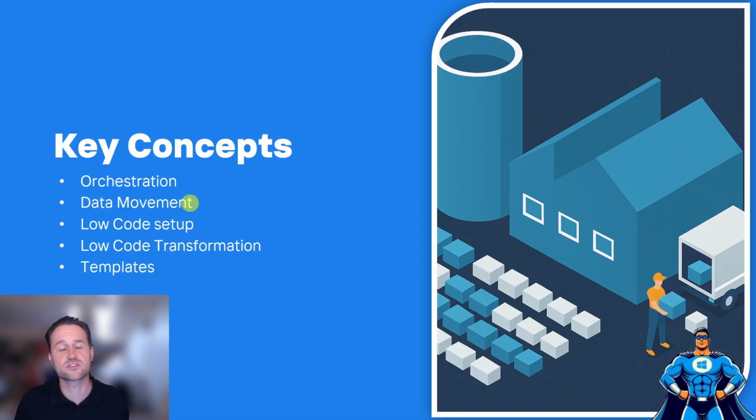And some of those things could be data movement. Obviously, it's called Data Factory, so a lot of it revolves around data. It doesn't have to be, per se. You can use it as an orchestrator to run tasks or jobs. I do that for certain reasons.